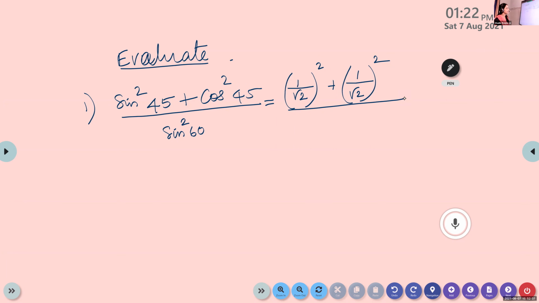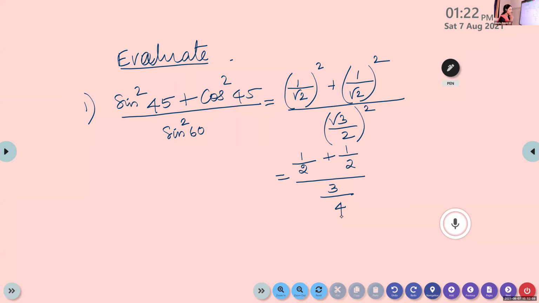Arjun, what is sine 60? Root 3 by 2, the whole square. So now simplify this. What is 1 by root 2, the whole square? It will become 1 by 2. Again here, 1 by 2 by... this one will become 3 by 4.